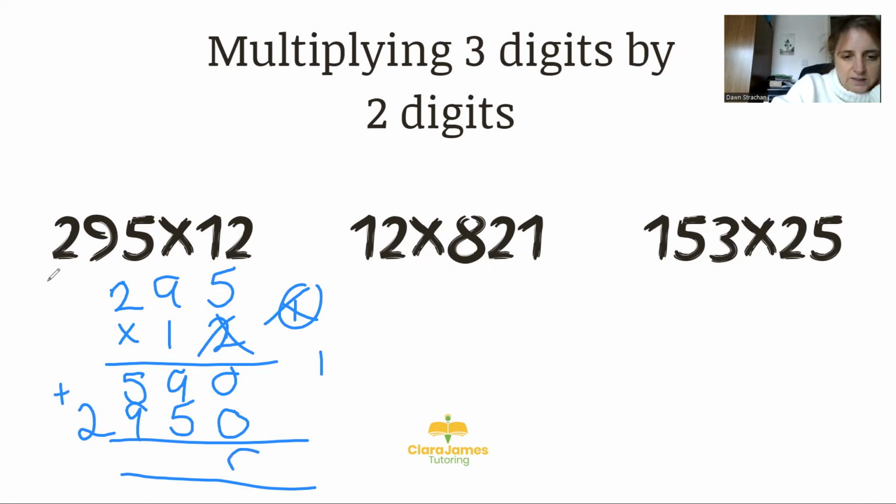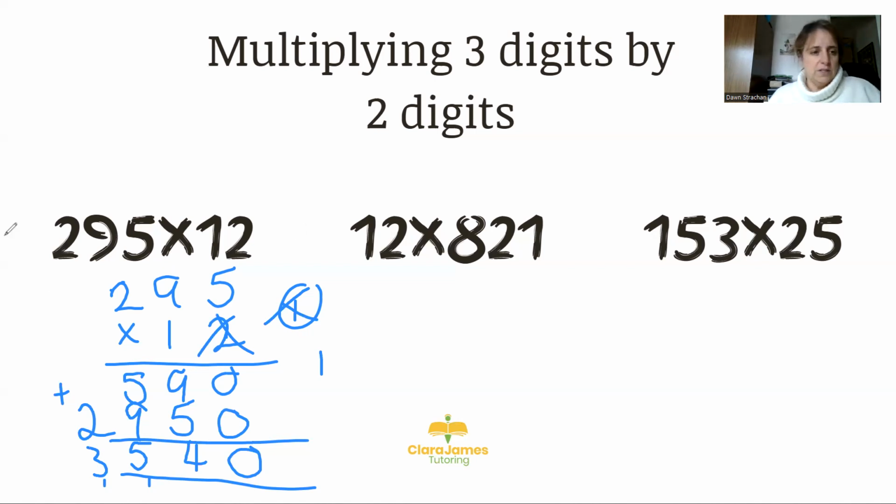Nothing add nothing. 9 add 5 is 14, so I'll pop in a 4 and carry the 1. 9 add 1 is 10, plus the 5 is 15. Carry the 1, 2 add 1 gives me 3. Okay, so as you can see, the principle is exactly the same.